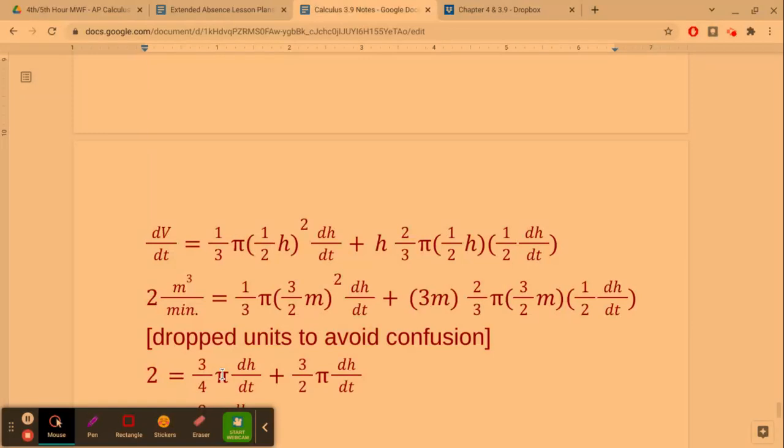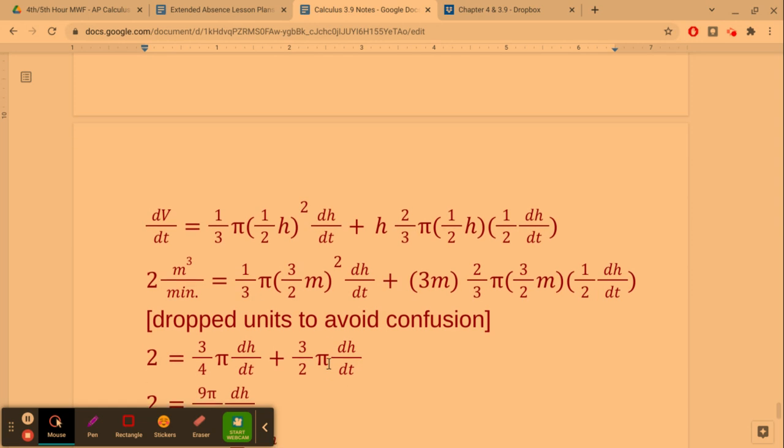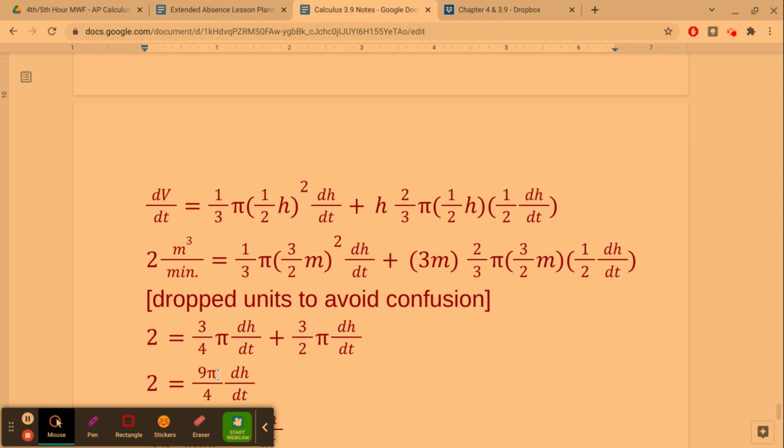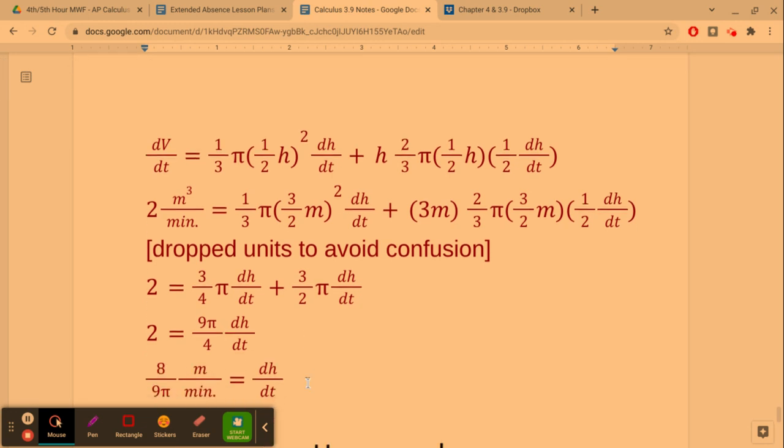And what I'm going to do is say 3/4 pi plus 3/2 pi is equal to 9/4 times pi, or 9 pi over 4. All right. Feel free to pause the video right now if you've got to get some writing done. I know that I'm saying a lot and showing you a lot. All right, I'll assume that we are good to move on. Now all we have to do is multiply both sides by the reciprocal of 9 pi over 4, which would yield us a rate of change, dh/dt, of 8 over 9 pi meters per minute.